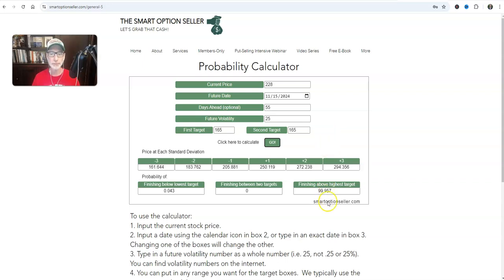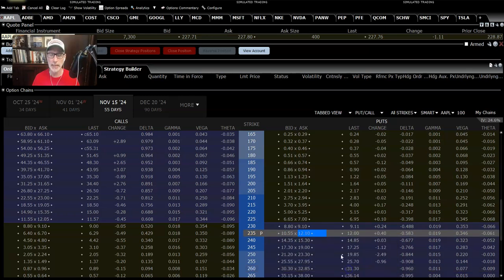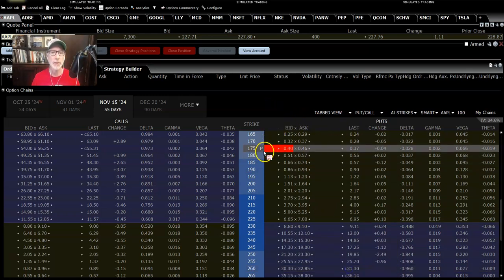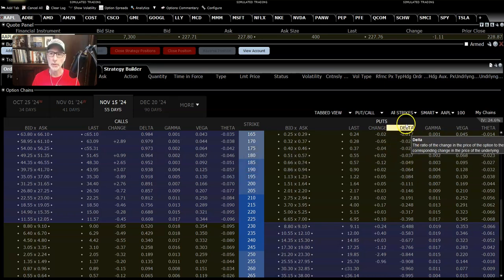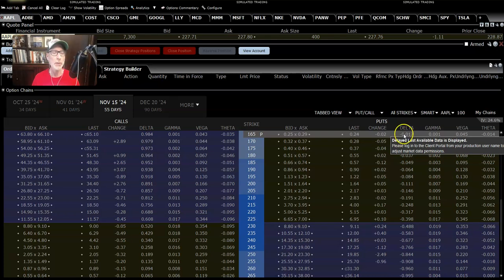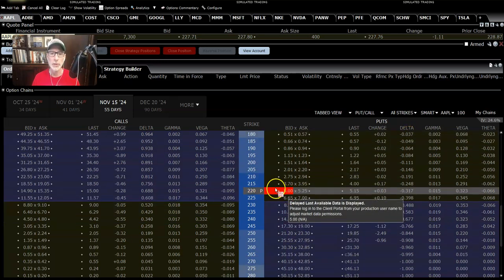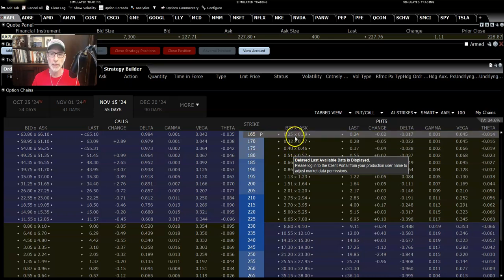Okay? So getting back to the option chain here. Now, you can also look at your probability of winning by looking at the delta column. The delta will tell you, also an easy way to tell you, what are the chances of the stock falling that far. So it's about a 1.7% chance. Now, just remember, I'm getting about $27 for that to make that trade.